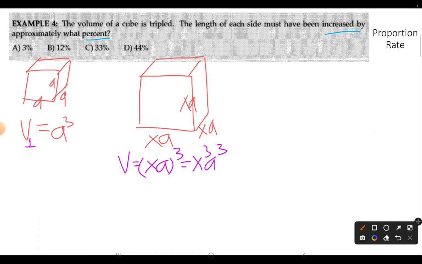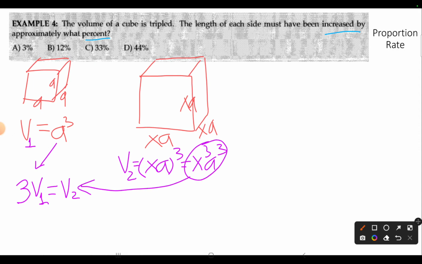This is volume 1 and this is volume 2. And they say that it was 3 times bigger. It means we multiply the smaller one by 3 and then we can equalize it. Now let's substitute x cubed A cubed here and A cubed to be 1. 3A cubed equals x cubed A cubed. We cancel A cubed. We have 3 equals x cubed.